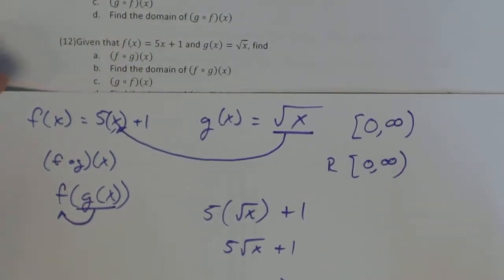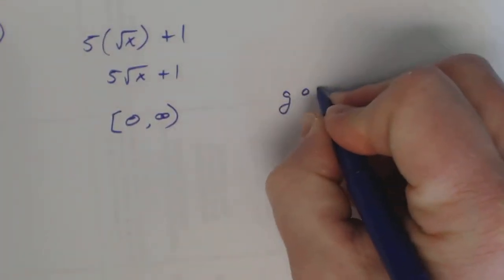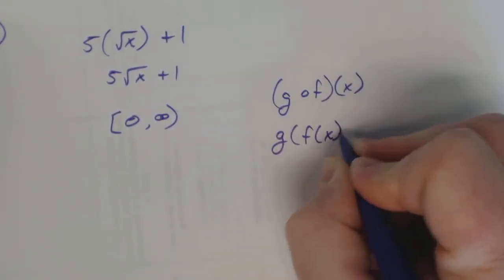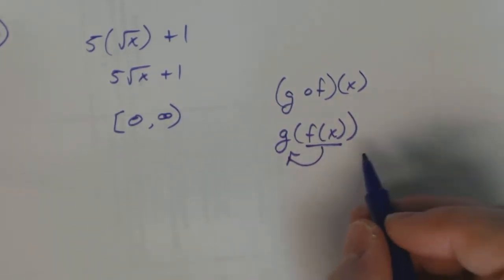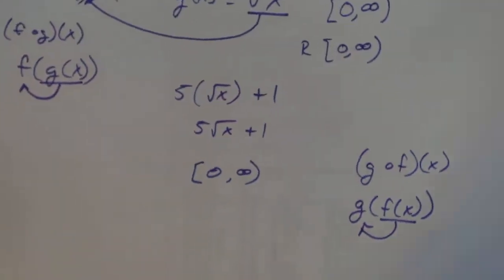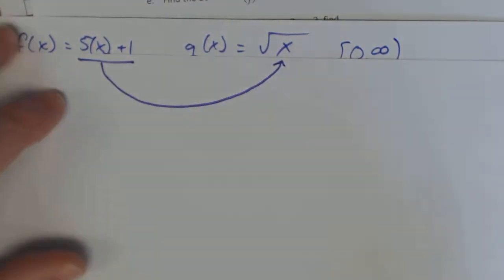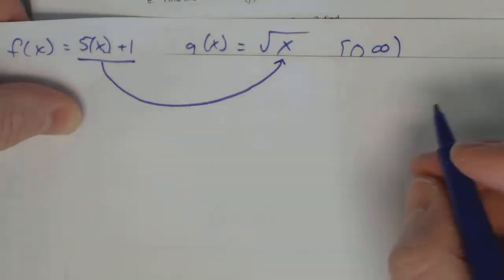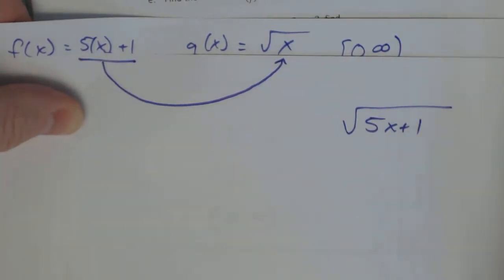Alright, so let's switch it around and find g composed of f. That's like saying g of f of x, right? So you take function f and you plug it into g. So function f gets put into function g. So this whole function gets put right in there. So that x right there becomes 5x plus 1. Now, that's your composite function.